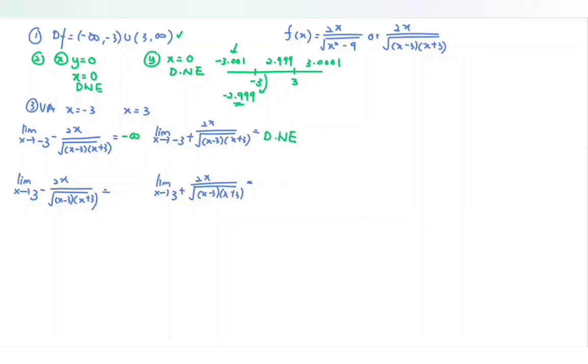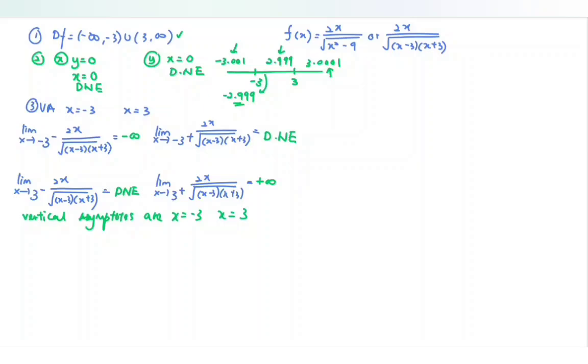Next, for 3 from the left, substitute this value, again we will have does not exist. And then finally limit when x approaching 3 from the right, if we substitute this value we will have the situation positive infinity. So positive infinity means that the graph is increasing as they approach 3 from the right. Same goes to negative 3 from the left, they were decreasing. So vertical asymptotes are x equals negative 3, x equals 3.